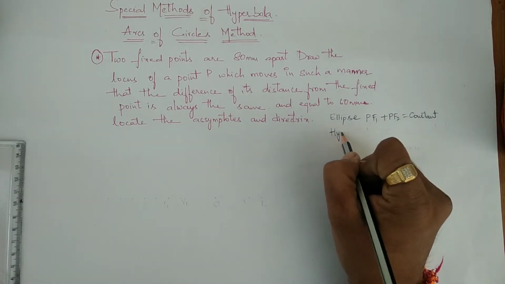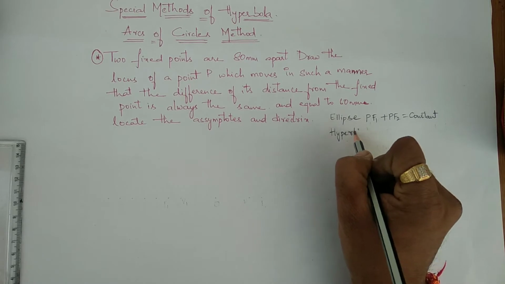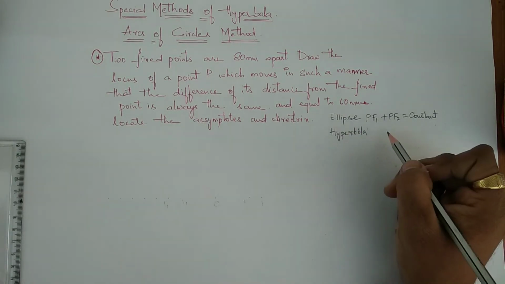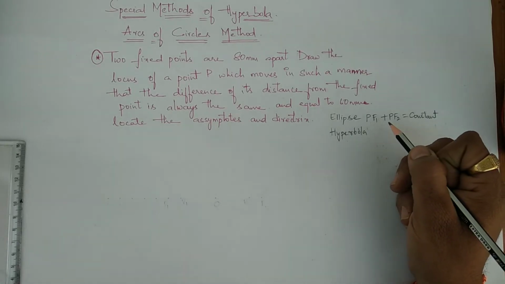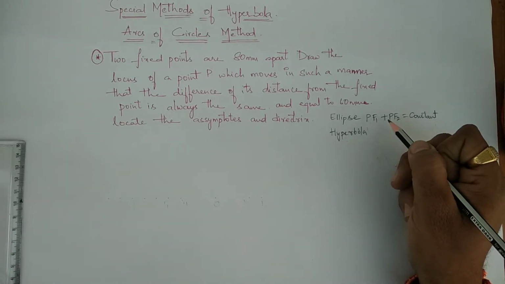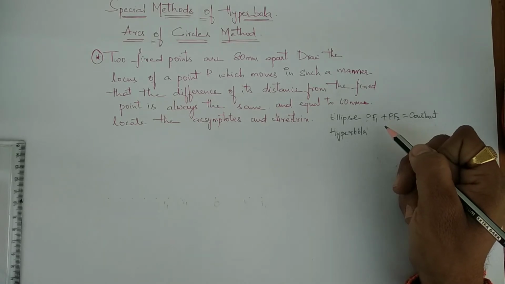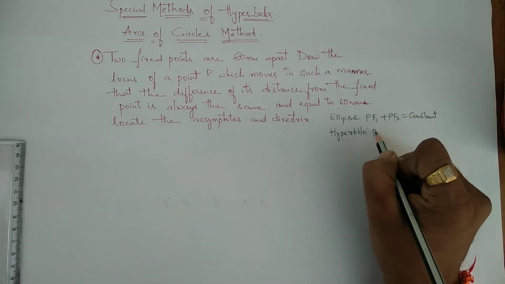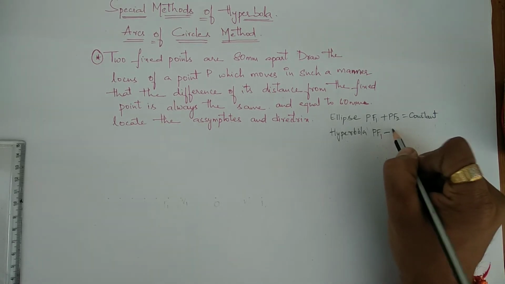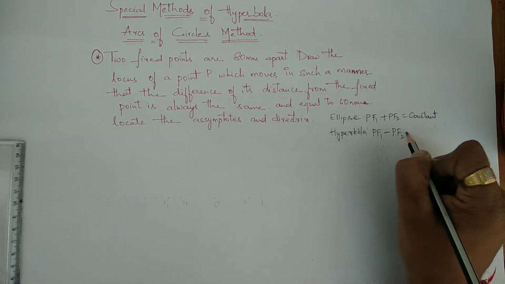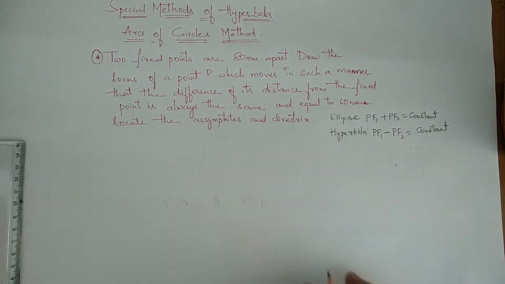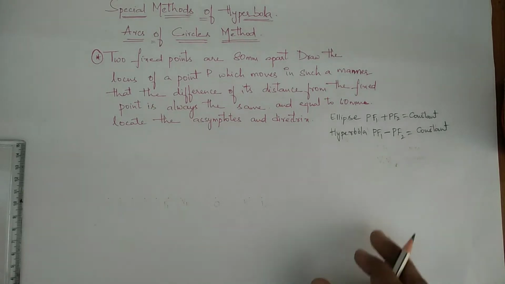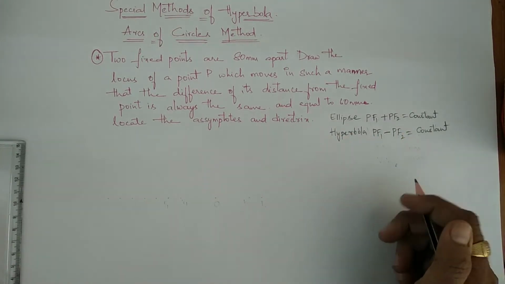But in the case of the hyperbola, it will be different. The question will be given as the locus of the point P moving in such a manner about the fixed points that their difference will be equal to a constant. So we write it as Pf1 minus Pf2 equals constant. This is how we identify the particular curve that we need to draw by using the arcs of circles method.